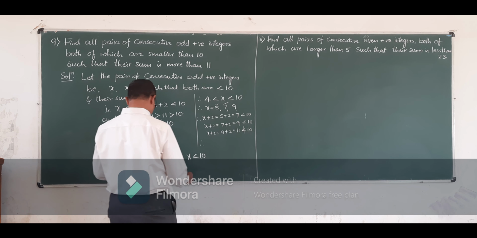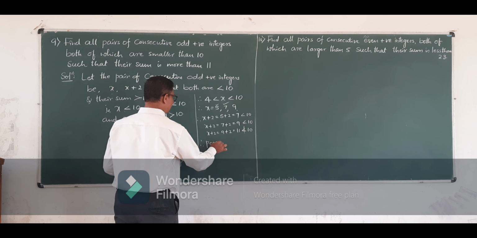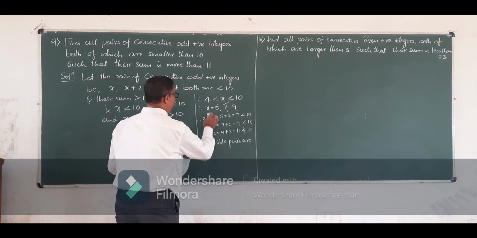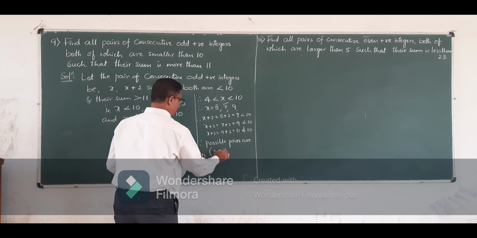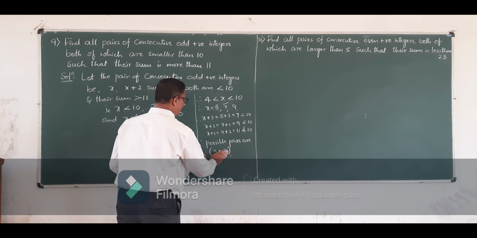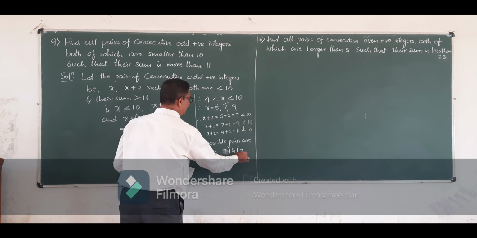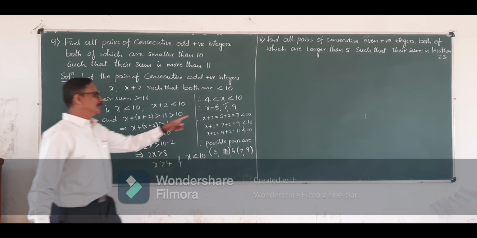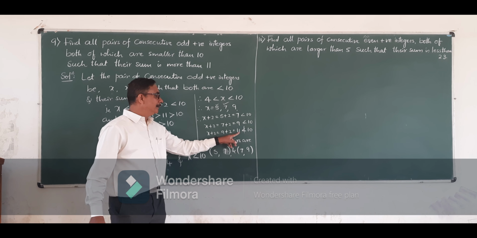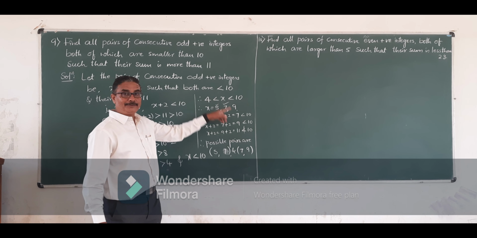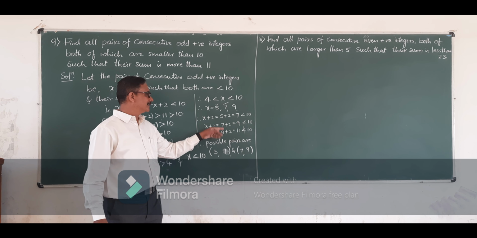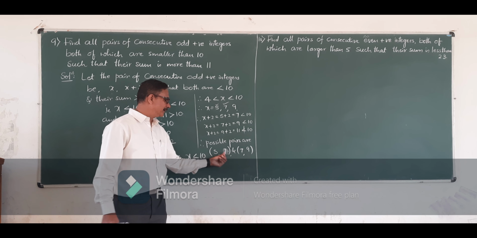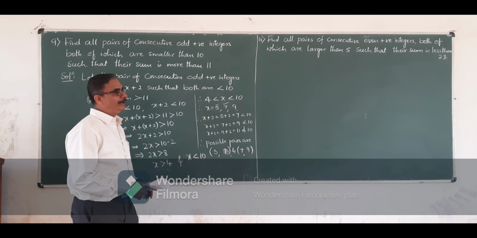Therefore, the possible pairs are: x is equal to 5, then x plus 2 is 7, and x is equal to 7, x plus 2 is 9. Only two possible pairs. 9 does not work: take 9, 9 plus 2 is 11. But is 11 less than 10? No, 11 is more than 10. Does not exist. Only two odd numbers, 5 and 7. Then x plus 2 values are 7 and 9. So ordered pairs are (5, 7) and (7, 9).